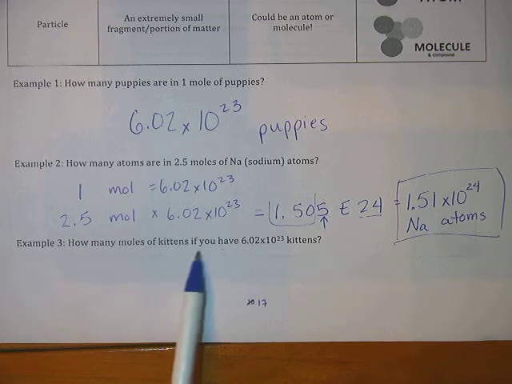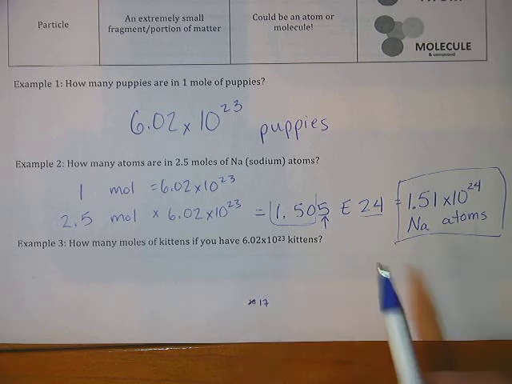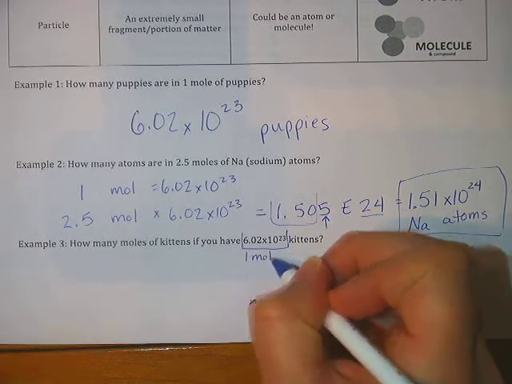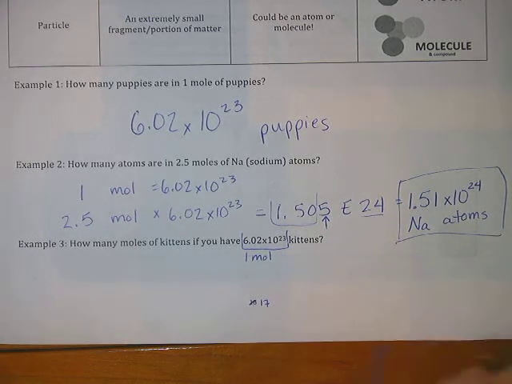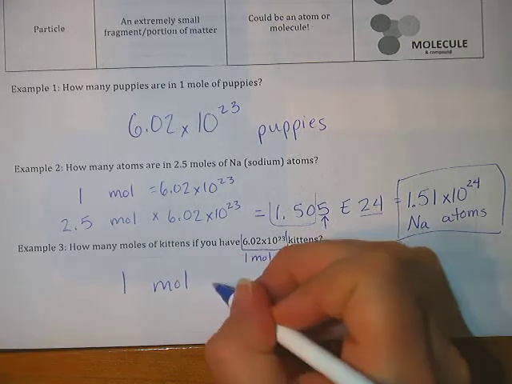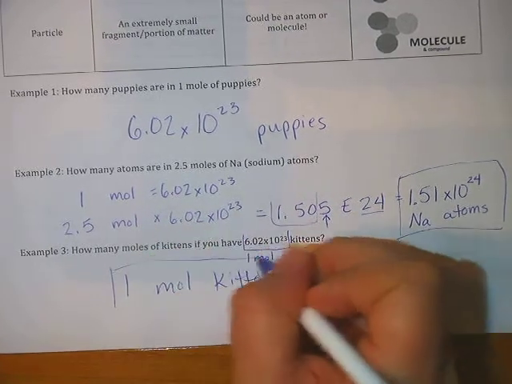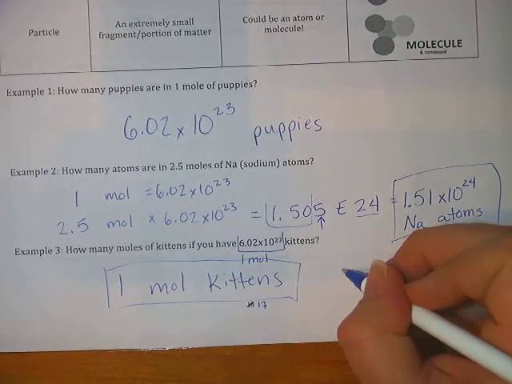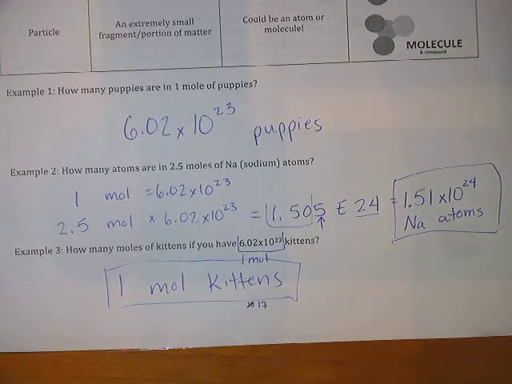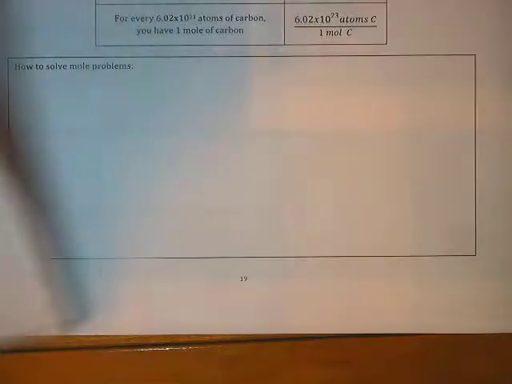Example 3: how many moles of kittens do you have if you have 6.02 times 10 to the 23rd kittens? Well, I know that this number is 1 mole. So if I have that many kittens, then I have 1 mole of kittens. That is a lot of kitties. Okay, turn the page, or look at the next page, page 18.